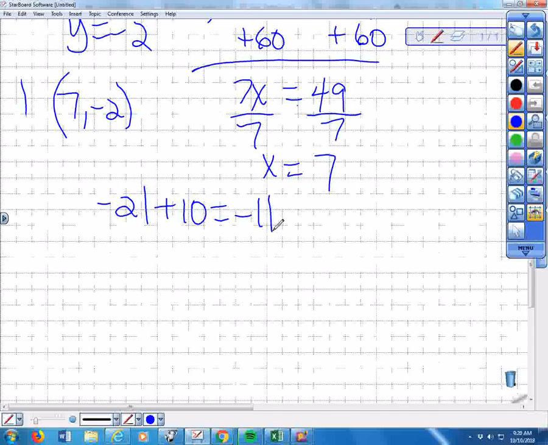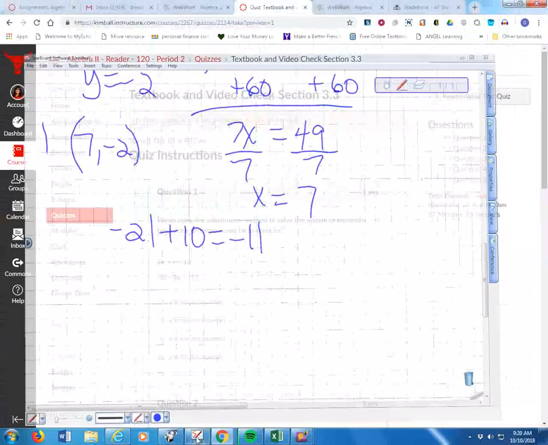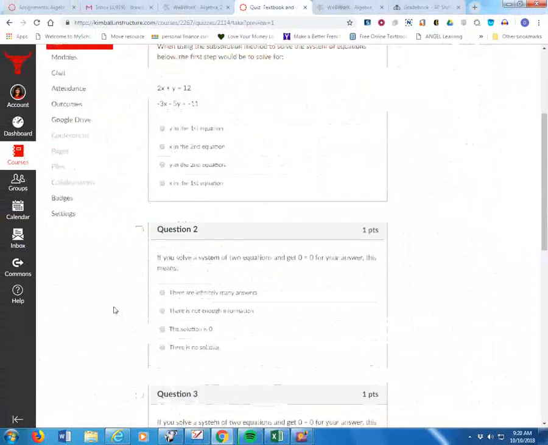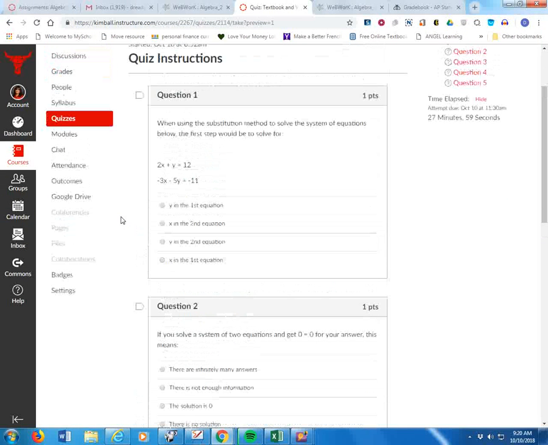Okay, so let's look at the textbook check. When using the substitution method, we just went through this one. The first step in this example would be to solve for y in the first equation. There are other ways you could do it, but that's the easiest way. Pick the variable that's easiest to solve.